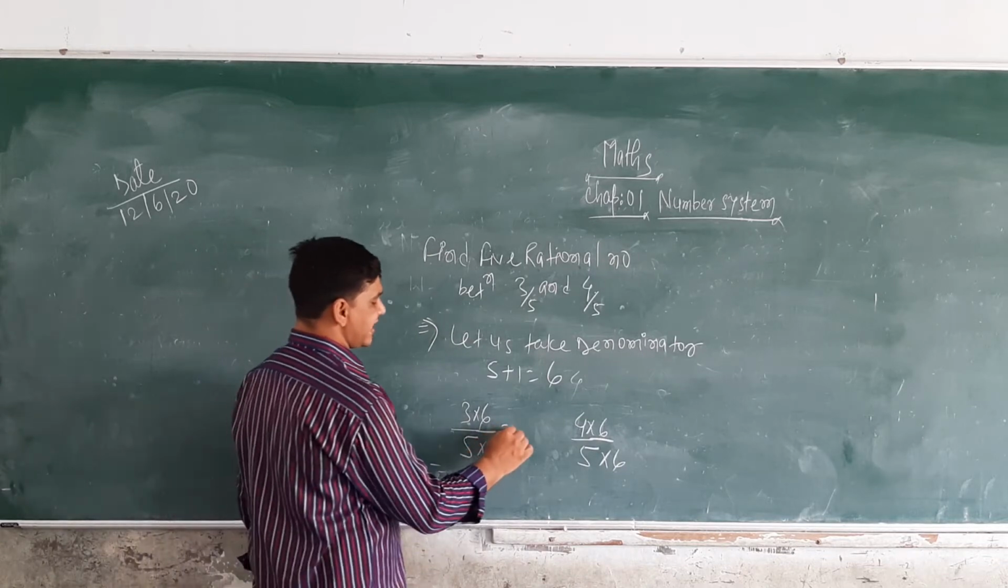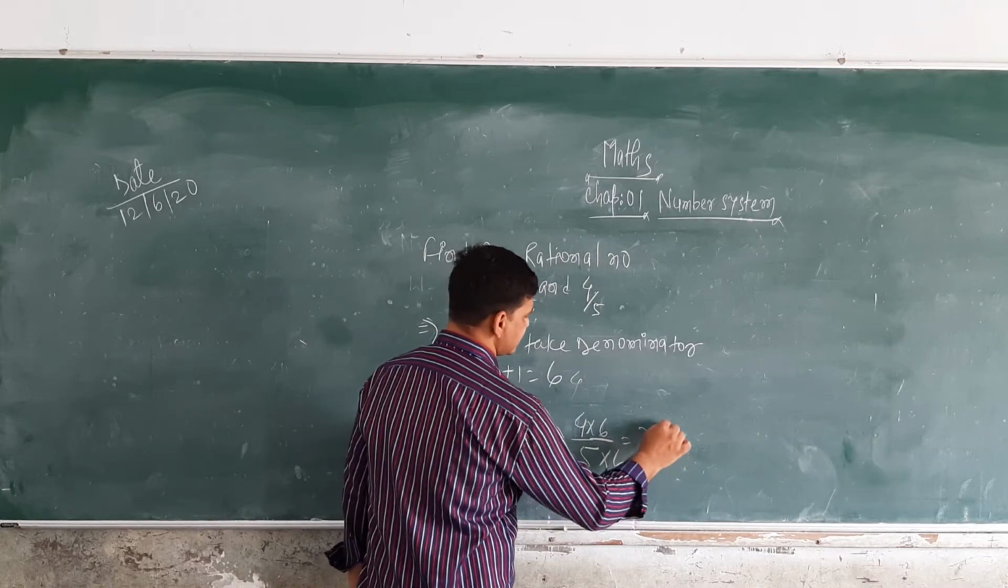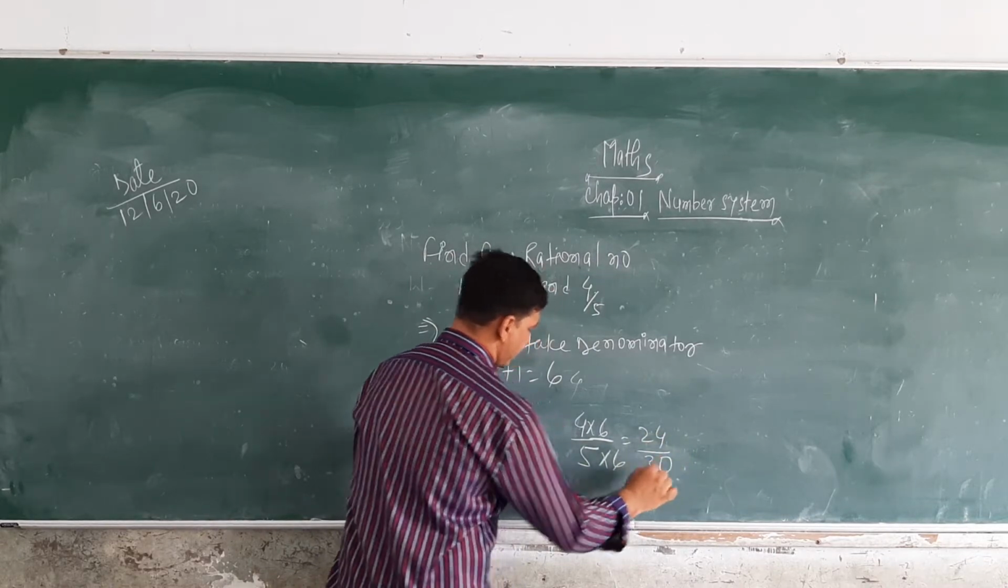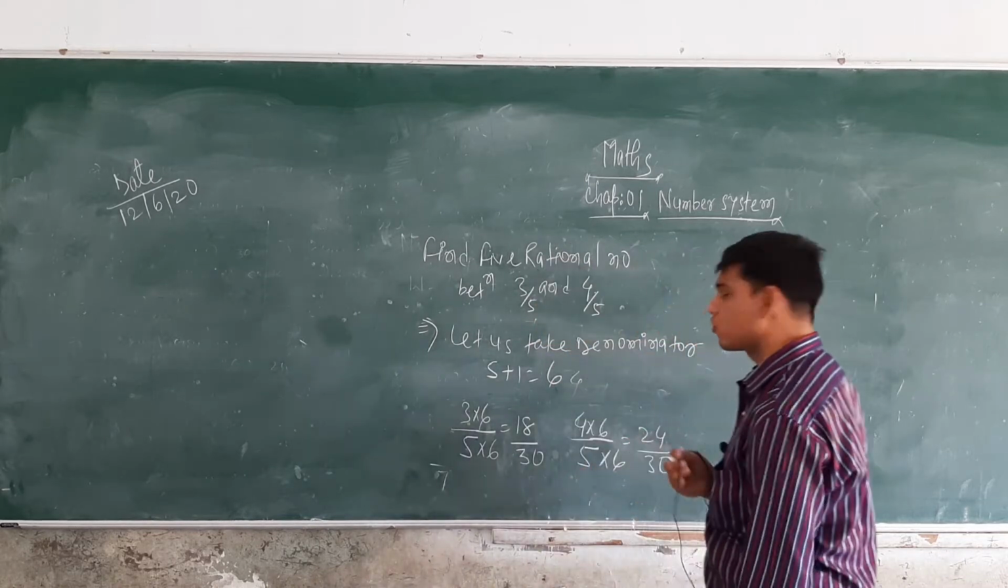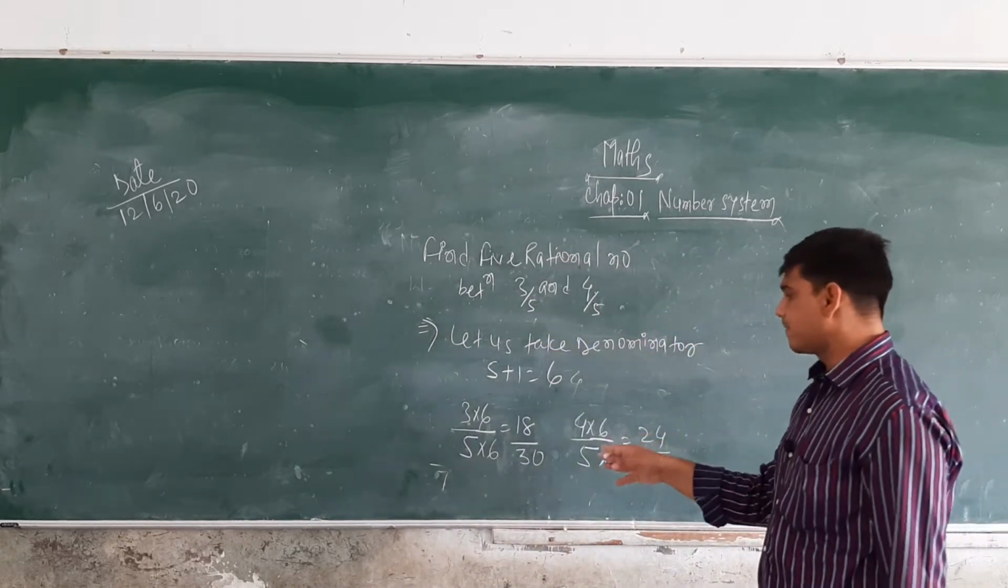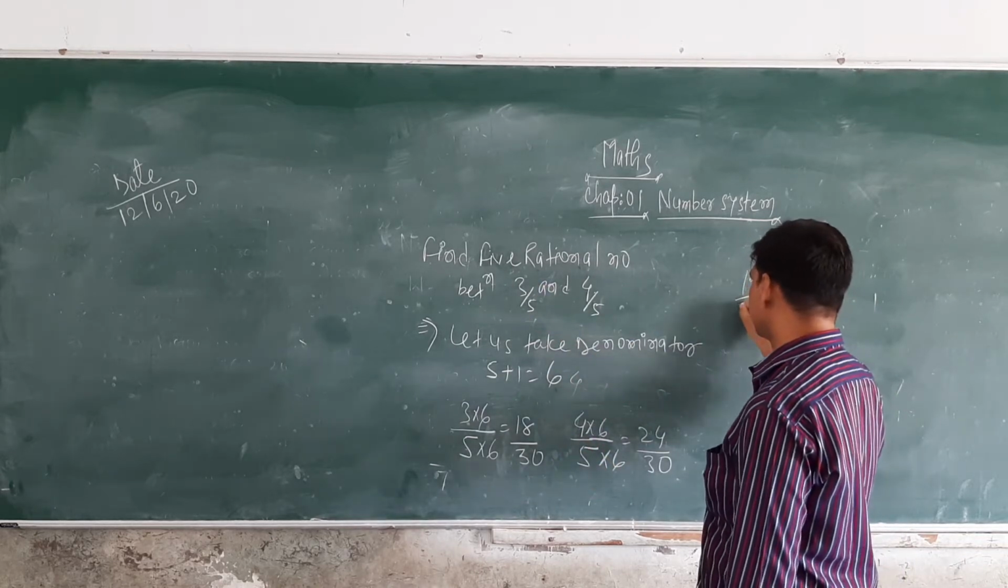So 3 by 6, that is 18 upon 5 by 6, 30. 4 into 6, 24 upon 30. So we have two numbers, 18 upon 30 and 24 upon 30. Between 18 and 24, there are rational numbers, like 19 by 30.